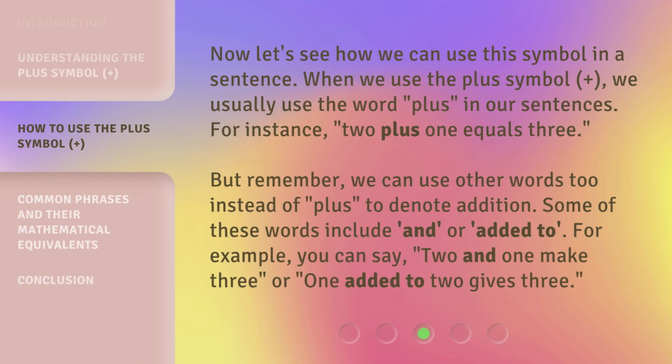Now let's see how we can use this symbol in a sentence. When we use the plus symbol, plus, we usually use the word plus in our sentences. For instance, 2 plus 1 equals 3. But remember, we can use other words too instead of plus to denote addition. Some of these words include and or added to. For example, you can say 2 and 1 make 3, or 1 added to 2 gives 3.